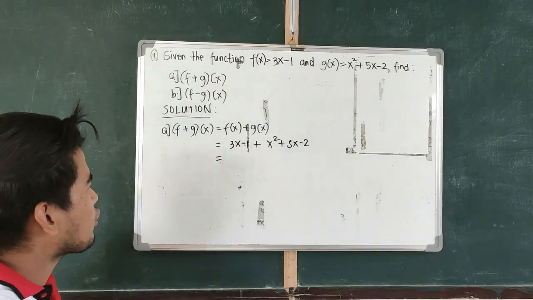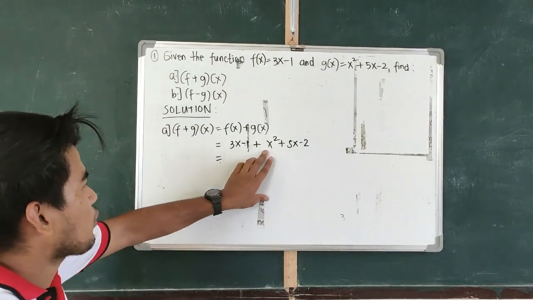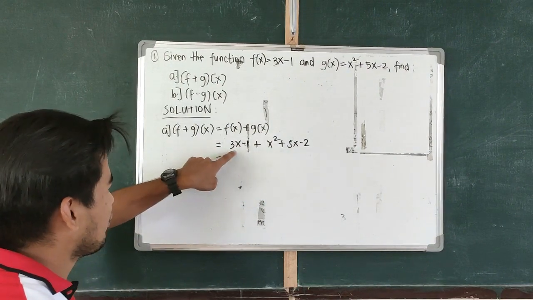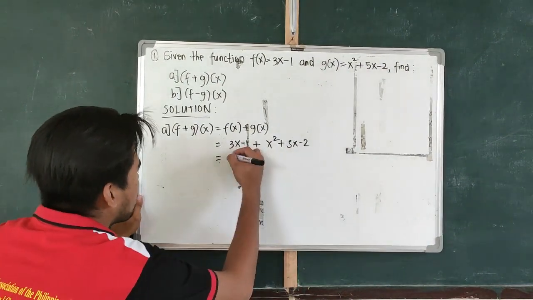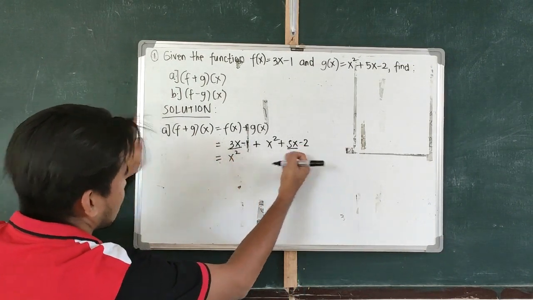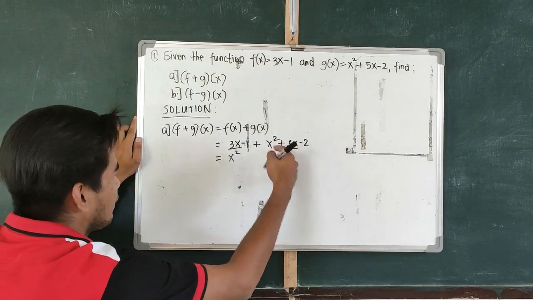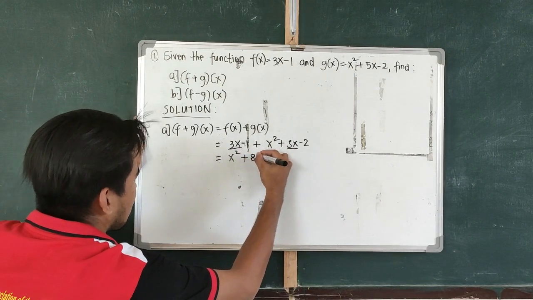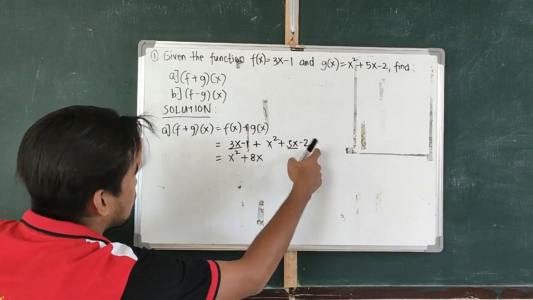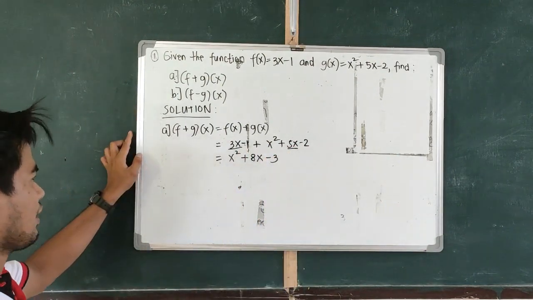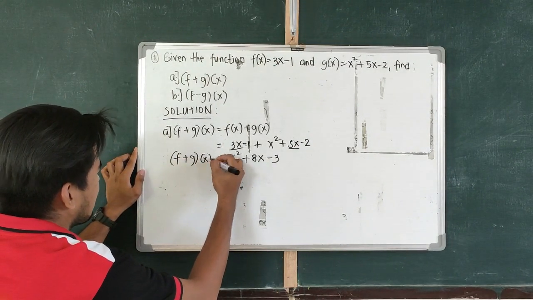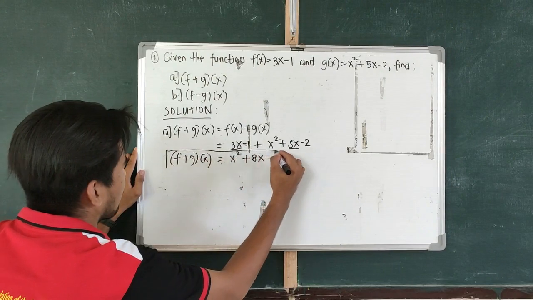So after that, we combine similar terms. Si x squared ba, may kapareho pa ba siya na x squared sa ating na-compute? Wala. So, we bring down x squared. And then si 3x, may kapareho siya which is 5x. 3 plus 5 is equal to 8. The negative 1, that is. Okay, so that means the sum of f and g is equivalent to x squared plus 8x minus 1.